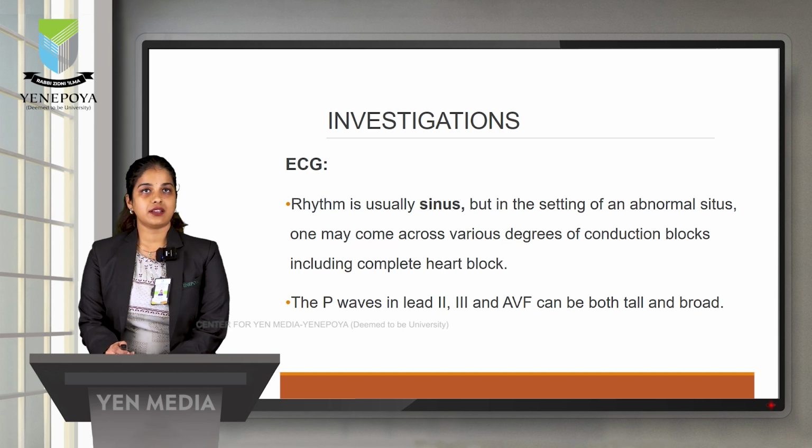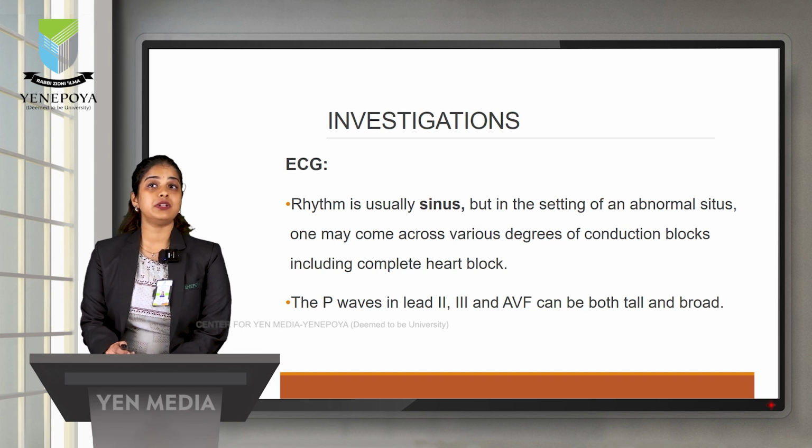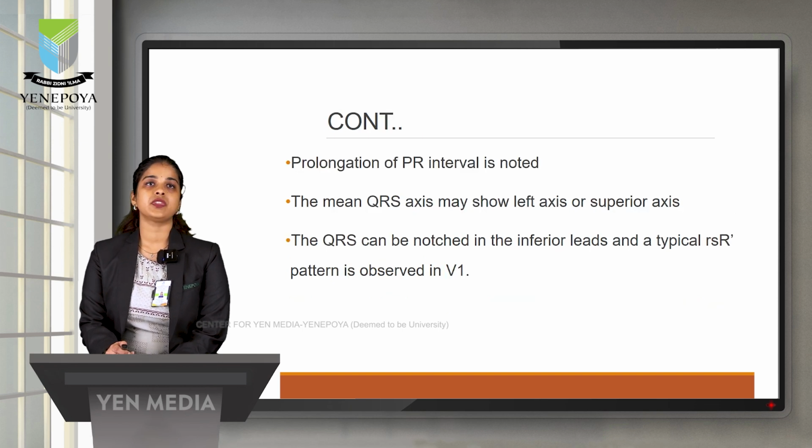Coming to the diagnostic criteria, the first one is the ECG. ECG wise, the rhythm will usually be sinus, but in the setting of abnormal situs, if the patient is presenting with any kind of heterotaxy, then some degree of conduction block we can see. Usually complete heart block criteria we can observe in ECG. Other than that, P waves in leads 2, 3 and AVF will be tall and broad. And there will be prolongation of the PR interval.